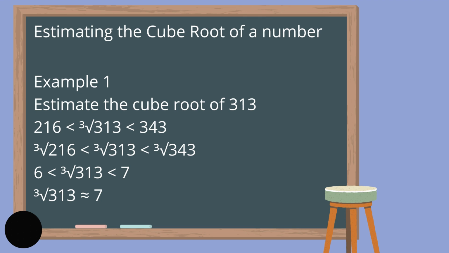Next, let's learn how to estimate the cube root of a number. For example, cube root 313. We find the nearest perfect cubes, which are 216 and 343. So cube root 216 equals 6, and cube root 343 equals 7. So 313 is closer to 343. So cube root 313 approximately equals 7.